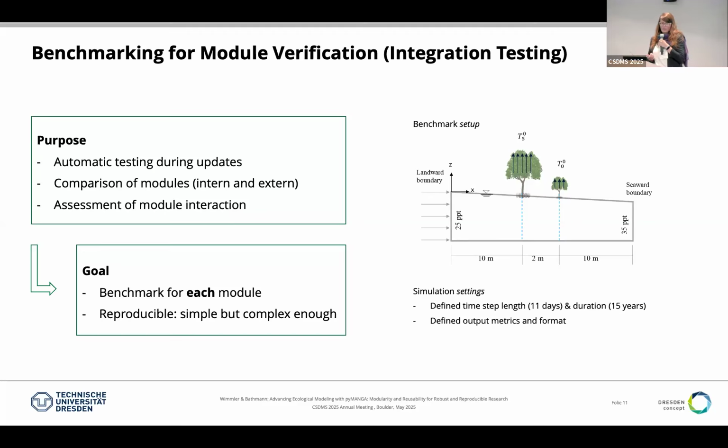So why are we doing this? With these benchmarks, we can set standards for what we expect to be the outcome of a specific module. And then we have some quantitative figures that we can use to assess whether PyManga is doing the same thing after we apply any changes to the platform. But we can also use these benchmarks to compare the modules within PyManga, but also with implementations outside.